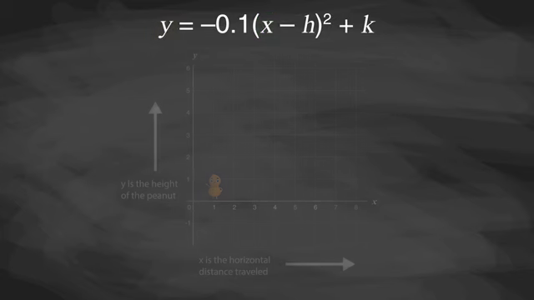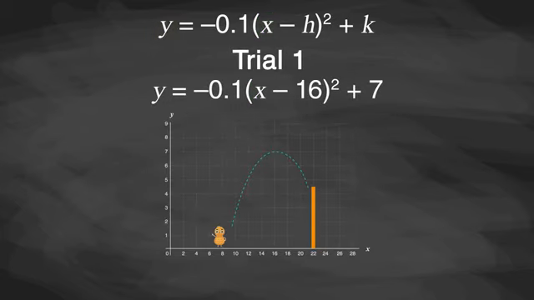The first trial of a jump used the equation y equals negative 0.1 times (x minus 16) squared plus 7. Since it is in vertex form, we know that k is 7 and h is 16.